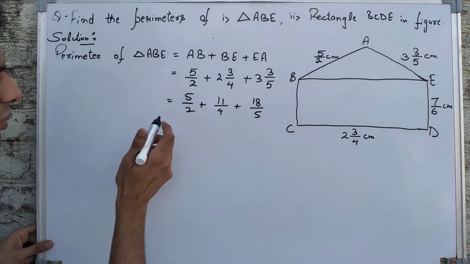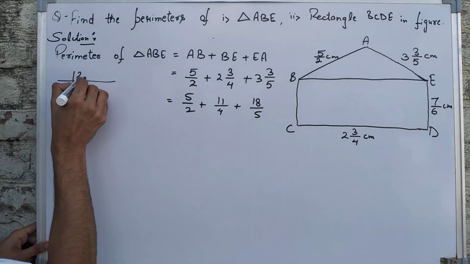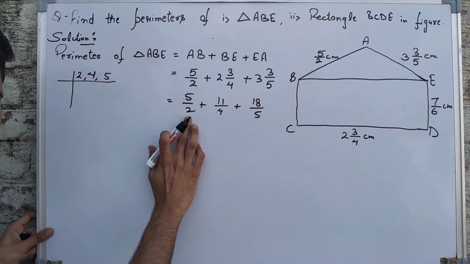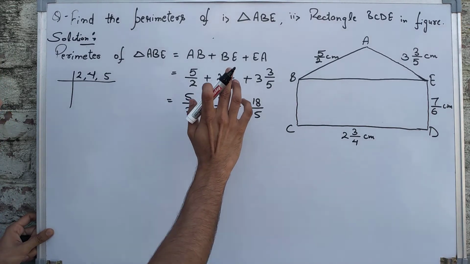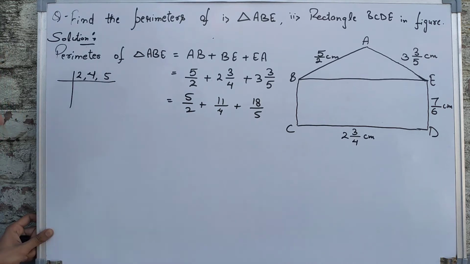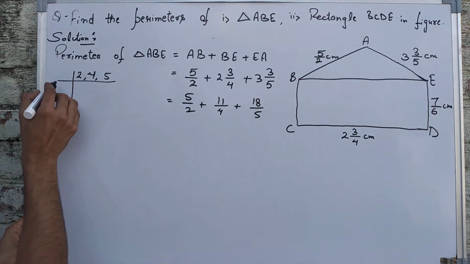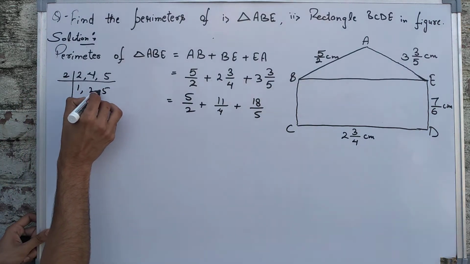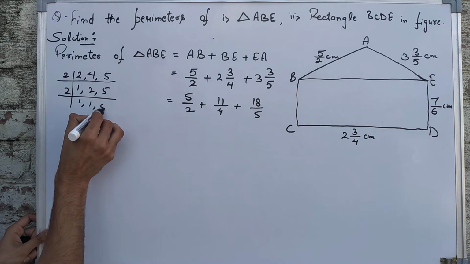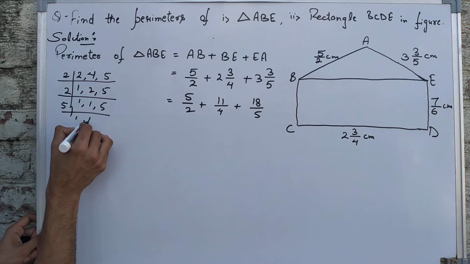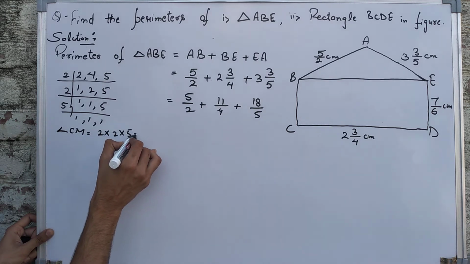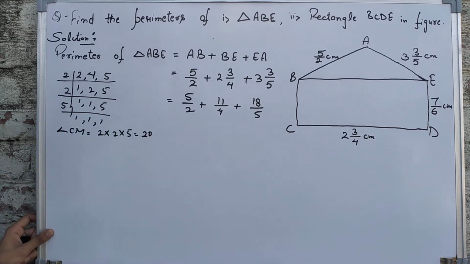Now LCM of 2, 4 and 5. Let us take it over here. LCM, least common multiple. We have multiples of 2, multiples of 4, multiples of 5. Which is the least common multiple among them? So this is the way to find prime factorization. 2 ones are 2, 2 twos are 4, 5 as it is. So LCM comes out to be 2 into 2 into 5, 2 twos are 4, 5s are 20.